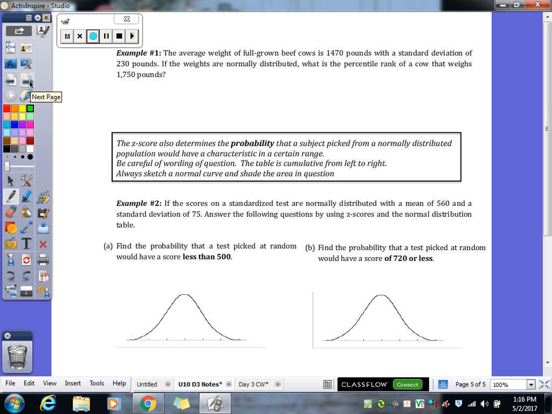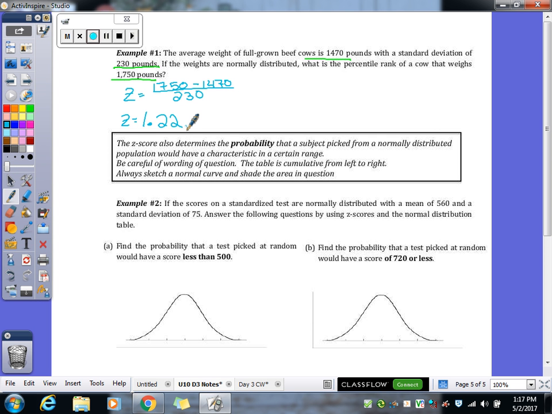So let's take a look at some examples. Practice using our chart there. So the average weight of a full-grown beef cow is 1,470 pounds with a standard deviation of 230 pounds. If the weights are normally distributed, what is the percentile rank of a cow that weighs 1,750 pounds? In order to figure this out, first thing we have to do is figure out our z-score. So that's our value minus the mean, divided by the standard deviation. So 1,750 minus 1,470 divided by 230. To the nearest hundredth, we get a z-score of 1.22.